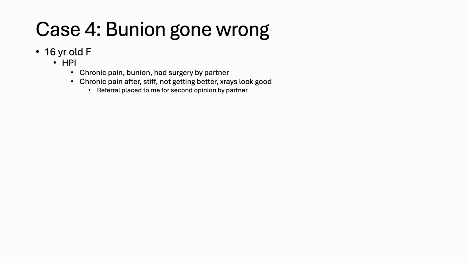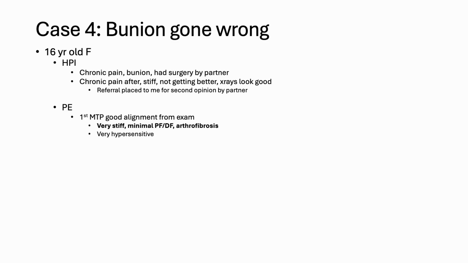Case number 4, bunion gone wrong. I don't think there's anything wrong with this, but I think maybe this shows you an example of how valuable it is to get a weight-bearing CT scan on these patients to make good decisions. So, a 16-year-old female with chronic pain. She had a bunion procedure done by my previous partner. He was just like, I don't know what's going on with her. I think I've got good correction. Derek, will you just take a look at it? Chronic pain after, it's stiff. It's not getting better. X-rays look good.